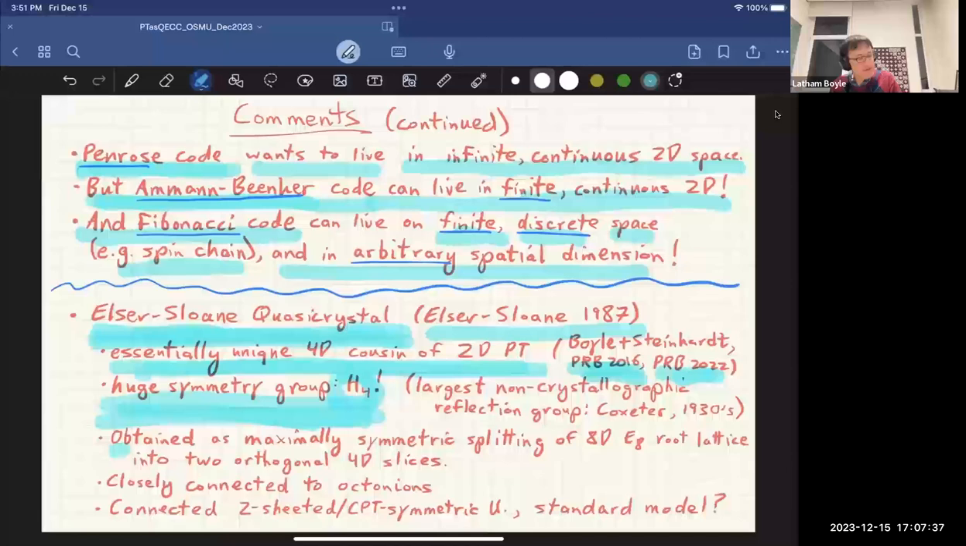Meanwhile, this Elser-Sloan tiling with its spectacular symmetry, where does it come from? Well, it's obtained as a maximally symmetric splitting or slicing of the eight-dimensional E8 root lattice into two orthogonal 4D slices. So it has this very fundamental connection with E8. And needless to say, I don't need to tell this audience that means it's all very closely connected to the Octonions. Because the E8 is the lattice of integers in the Octonions and owes its existence to the Octonions by the magic square construction.